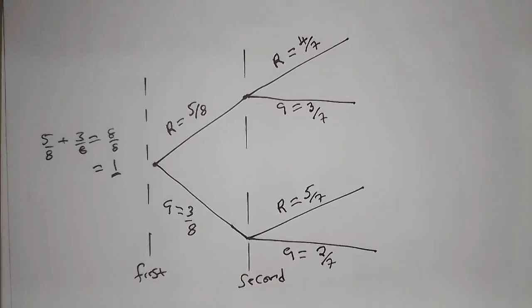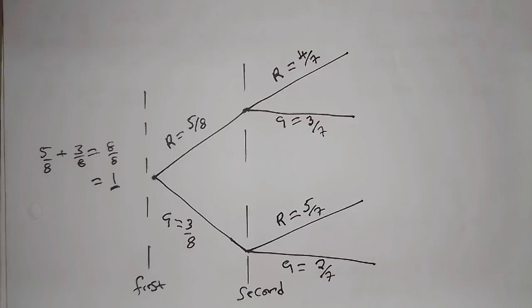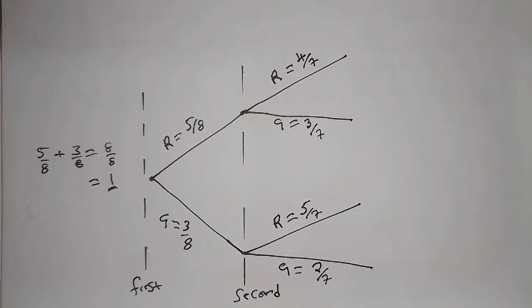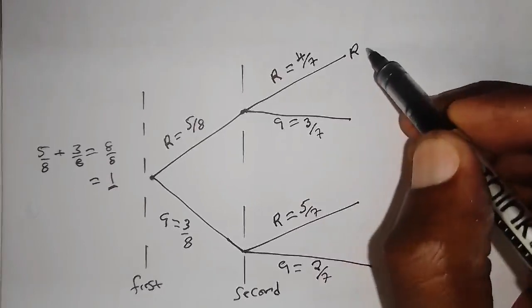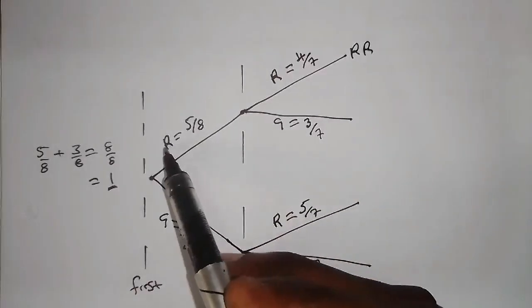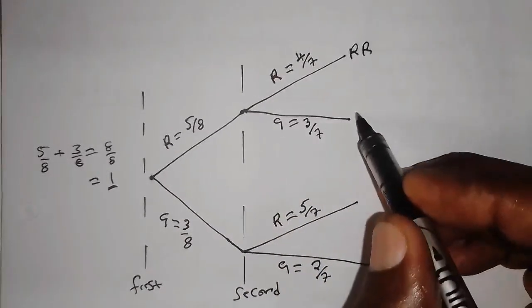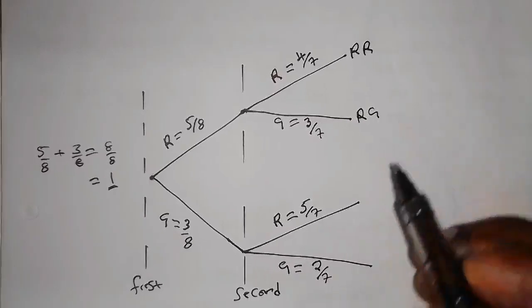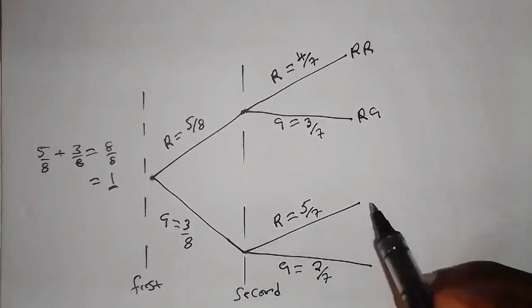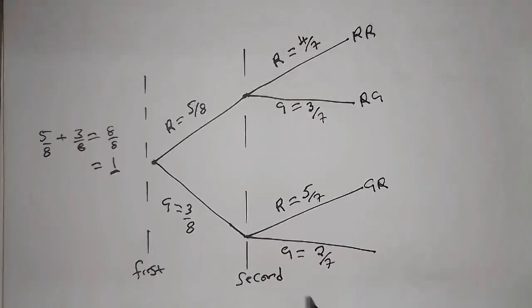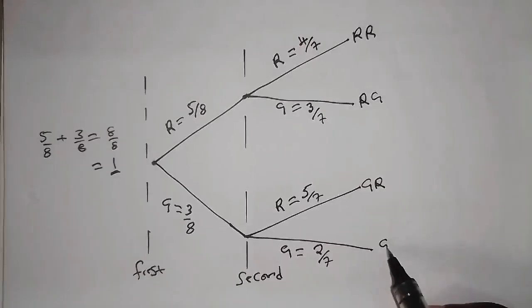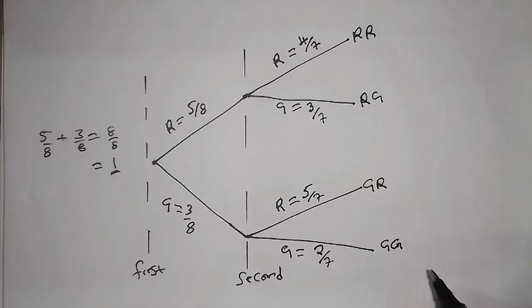So once you do that, then you can actually give the results in terms of branches. So red branches, then this one, red, green. So it branches to this combination. Then this one, green, red. Then this one is green, green. So it's this.